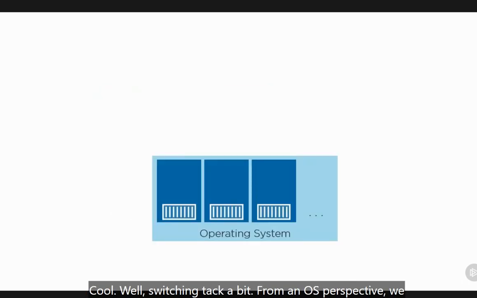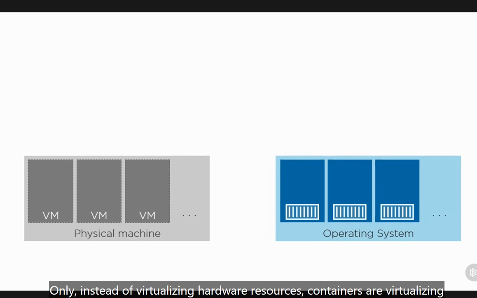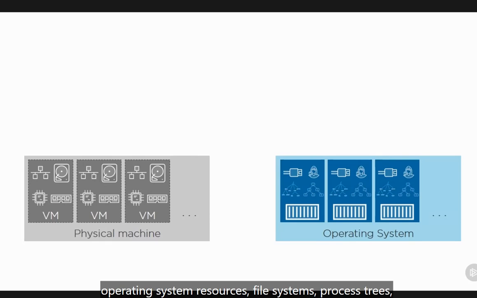Well, switching tack a bit. From an OS perspective, we know that every container is its own isolated part of the OS, Linux, Windows, whatever, yeah? Well, that's not massively different from a VM on a hypervisor. Only, instead of virtualizing hardware resources, containers are virtualizing operating system resources, file systems, process trees, network stacks, yeah?